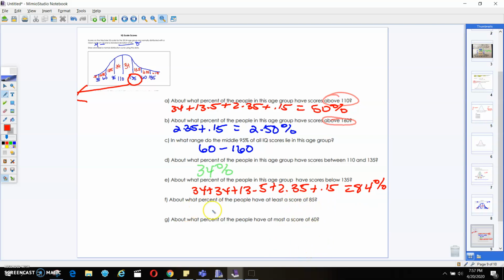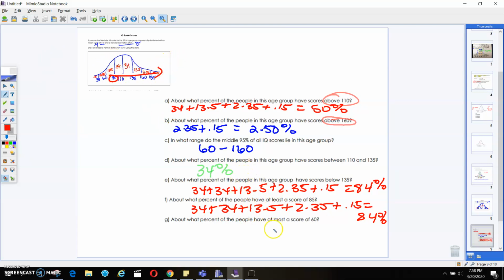About what percent of the people have at least a score of 85? Okay, so let's look at it. So at least a score of 85, so from here over. So that's going to be 34 plus 34 plus 13.5 plus 2.35 plus 0.15, and that's going to give me 84%. Notice how those are the same answers, but they're just facing a different way. So make sure that you pay attention to the wording of these questions because it can be a little tricky otherwise. So when it says a score of at least, we're going from that position to the right, okay?